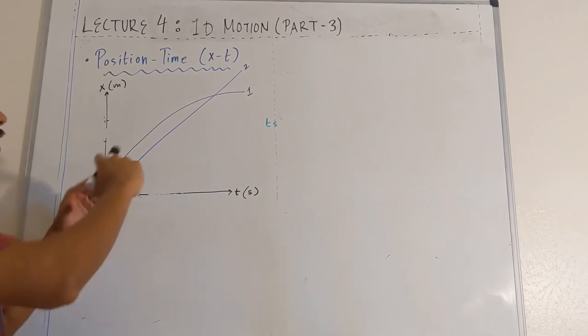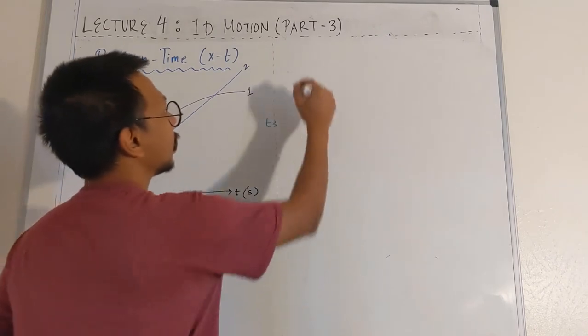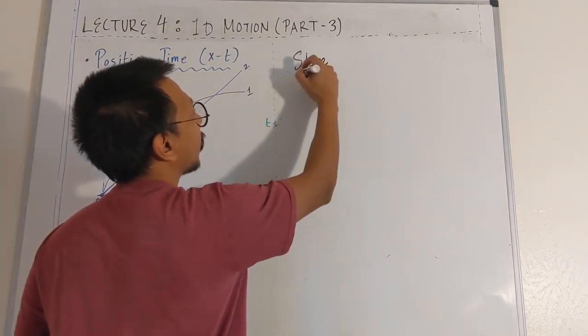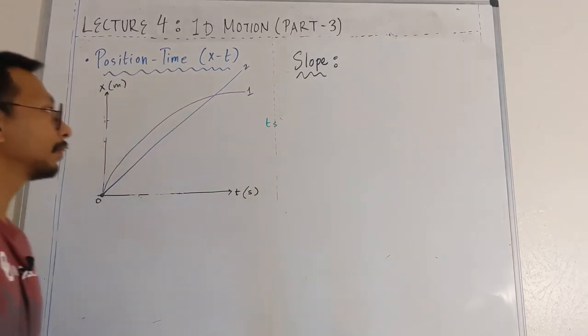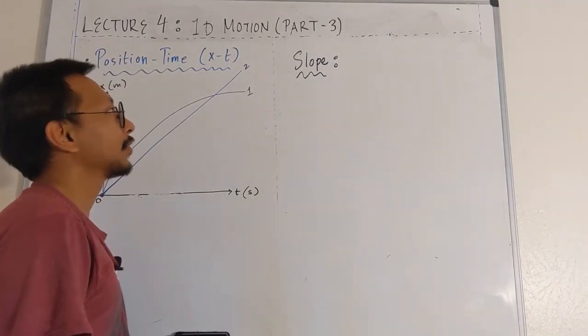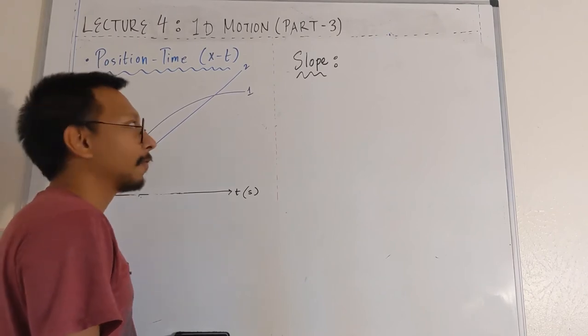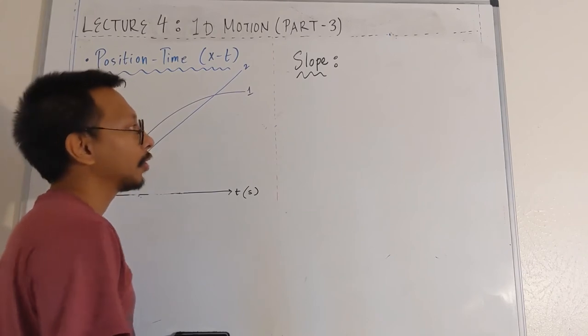So to learn more about analyzing motion from the graphs, first we have to talk about some properties of every graph. The first thing that should come to your mind when you see a graph is the slope of the graph. Okay, so what is a slope? A slope is the steepness of the line you take to go from one point to another point.